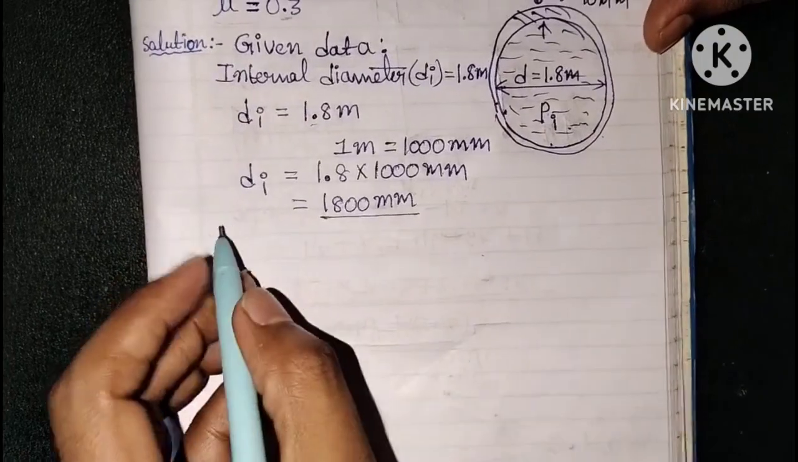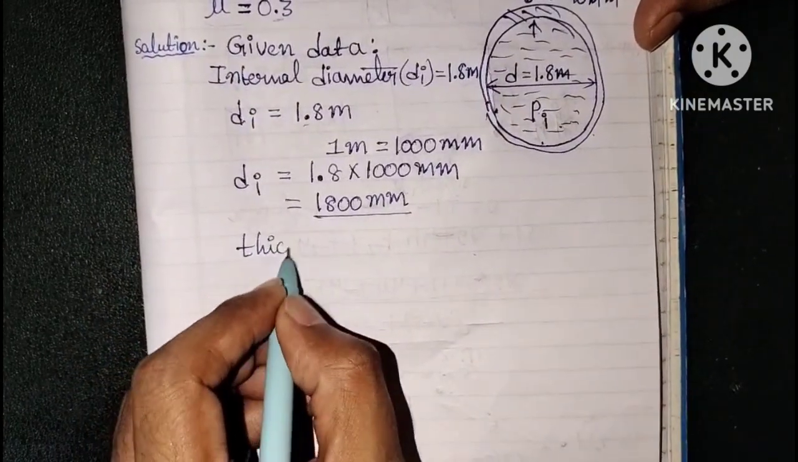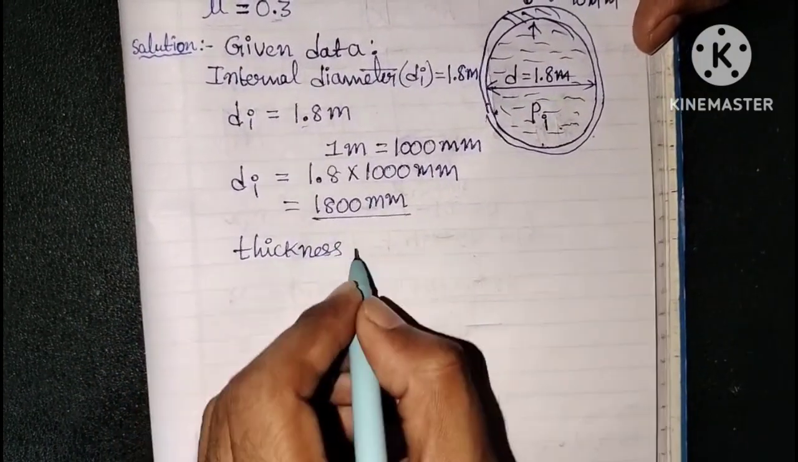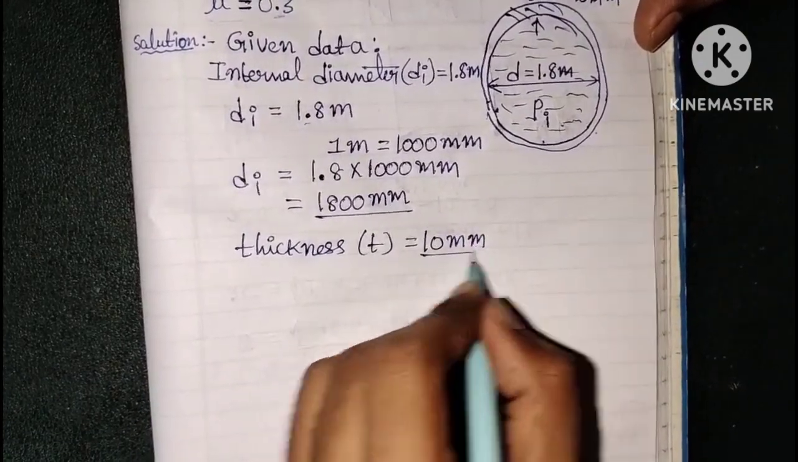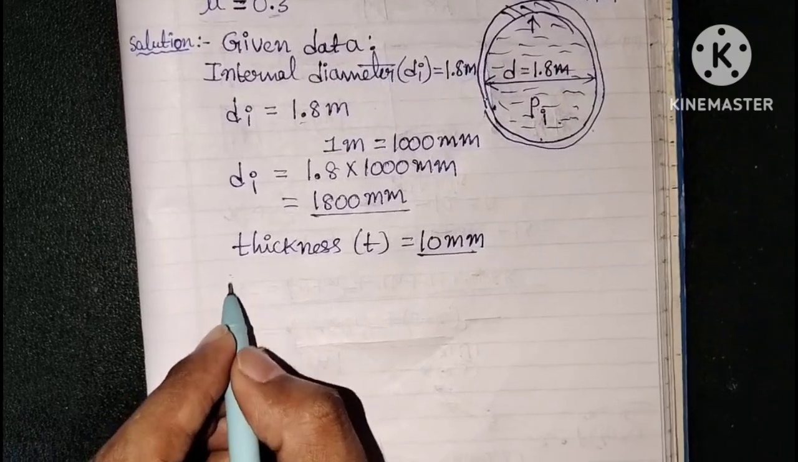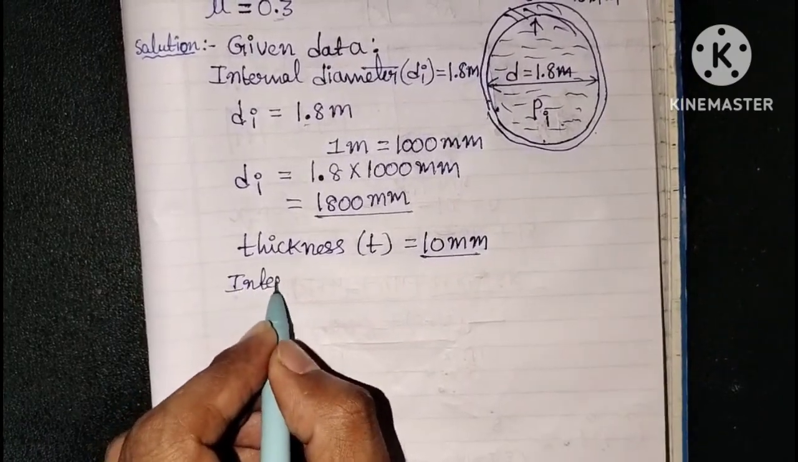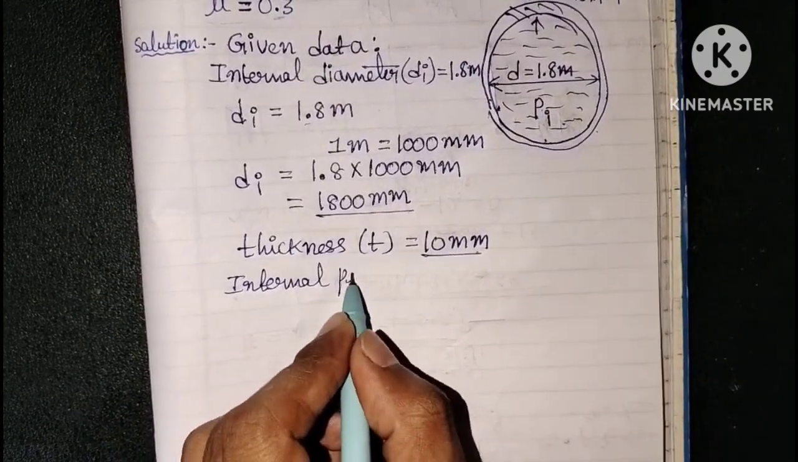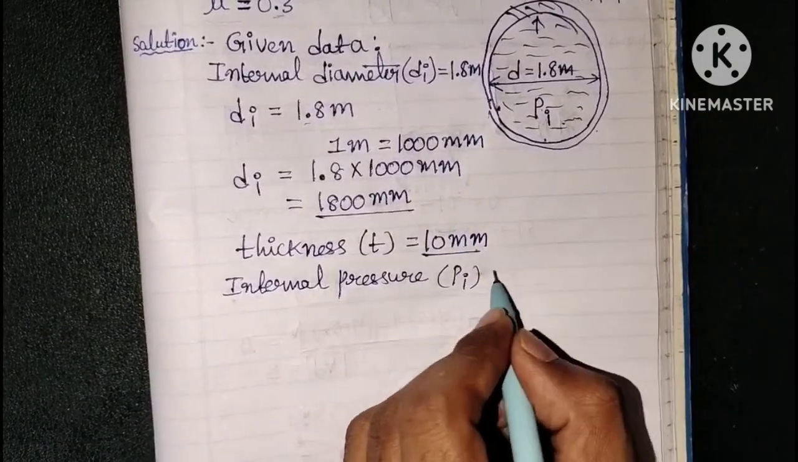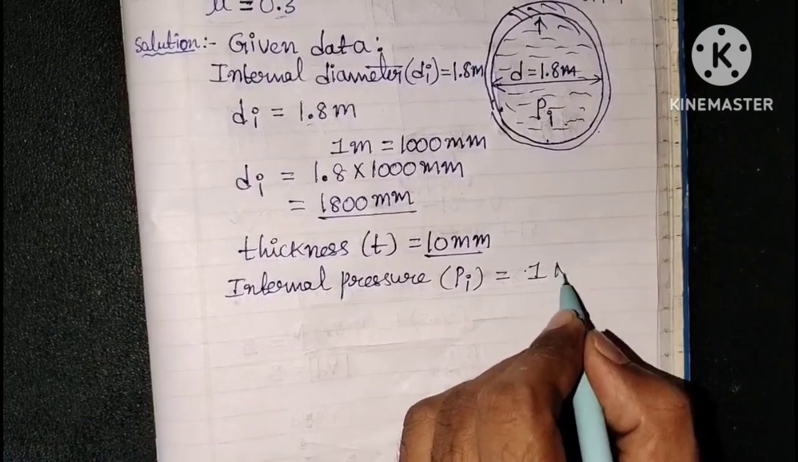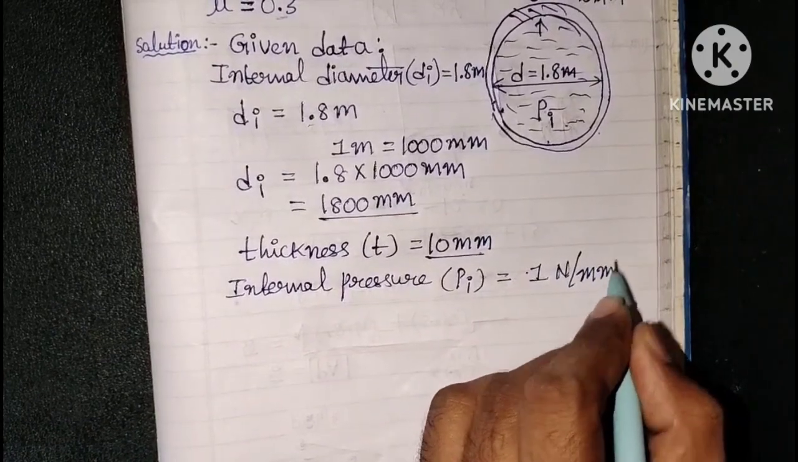Now next, thickness of the shell. T is equal to 10 mm. This is already in mm, so there is nothing to change. Next, internal pressure is given. Internal pressure Pi is equal to 1 Newton per mm square or 1 megapascal.